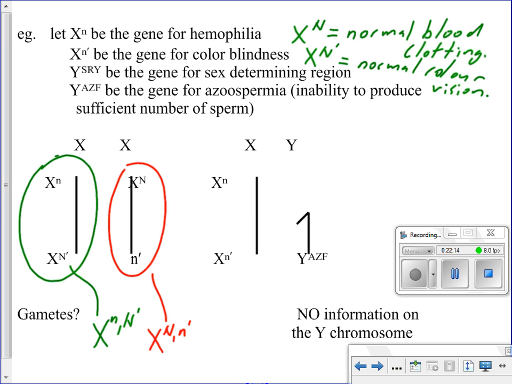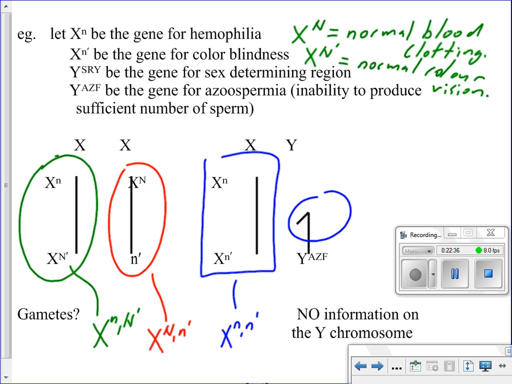For the male with only the one single X chromosome, we can see that what that male will contribute on the X chromosome is defective versions of both the allele for blood clotting and also for color vision. And just a reminder again, why do I not have these N's on the Y chromosome? Because there is no information on the Y chromosome for either one of these traits.